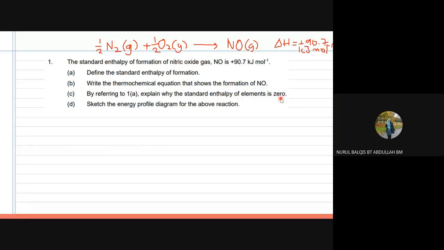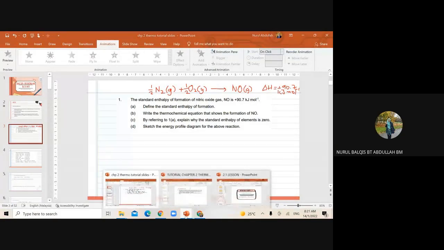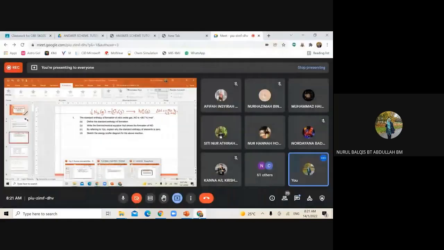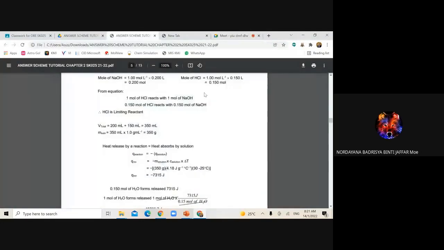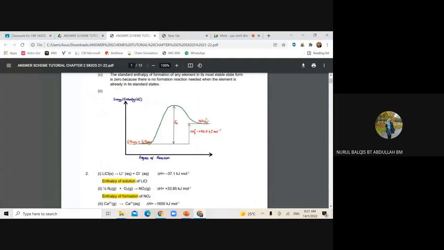Kenapa awak rasa dia 0? Kenapa awak rasa kalau elements tu, setiap satu elemen yang saya cakap, kalau dia paling stable, dia 0? Sebab dia dekat most stable state. Yes, betul. Mari kita tengok sikit apa jawapan suggestion answer dia.